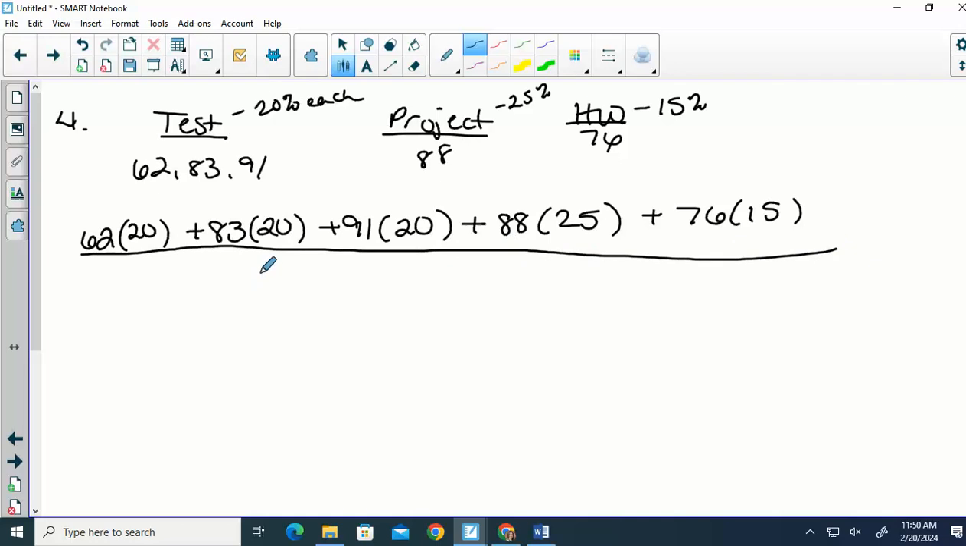Then we divide by the sum of the weights. So if you add all those up, we get 100. So then we can put that in our calculator. I think the top turns out to be 2060 divided by 100, or 80.6%.